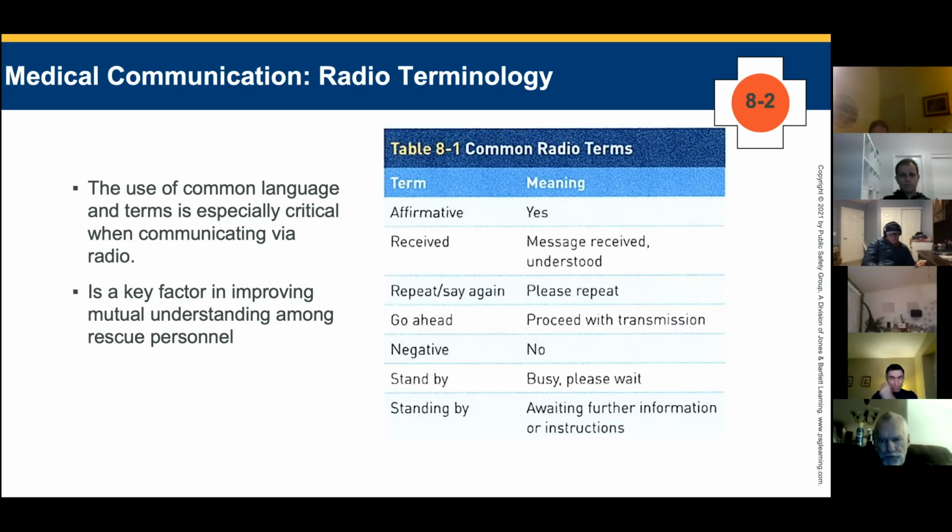So one of the great acronyms that we have is keep it simple, keep it stupid.